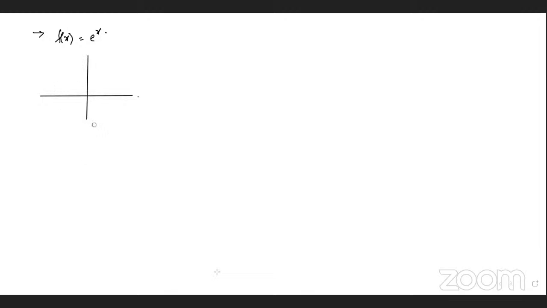e to the power x is plotted like this. You can see this is my graph. It's e to the power x. Here it is 0. This is 1. So this is x-axis and this is y-axis. Okay. So domain of this function, I'm just doing it again, because you know that domain is equal to R, set of real, and range of this function is equal to 0 to infinity. Isn't it?